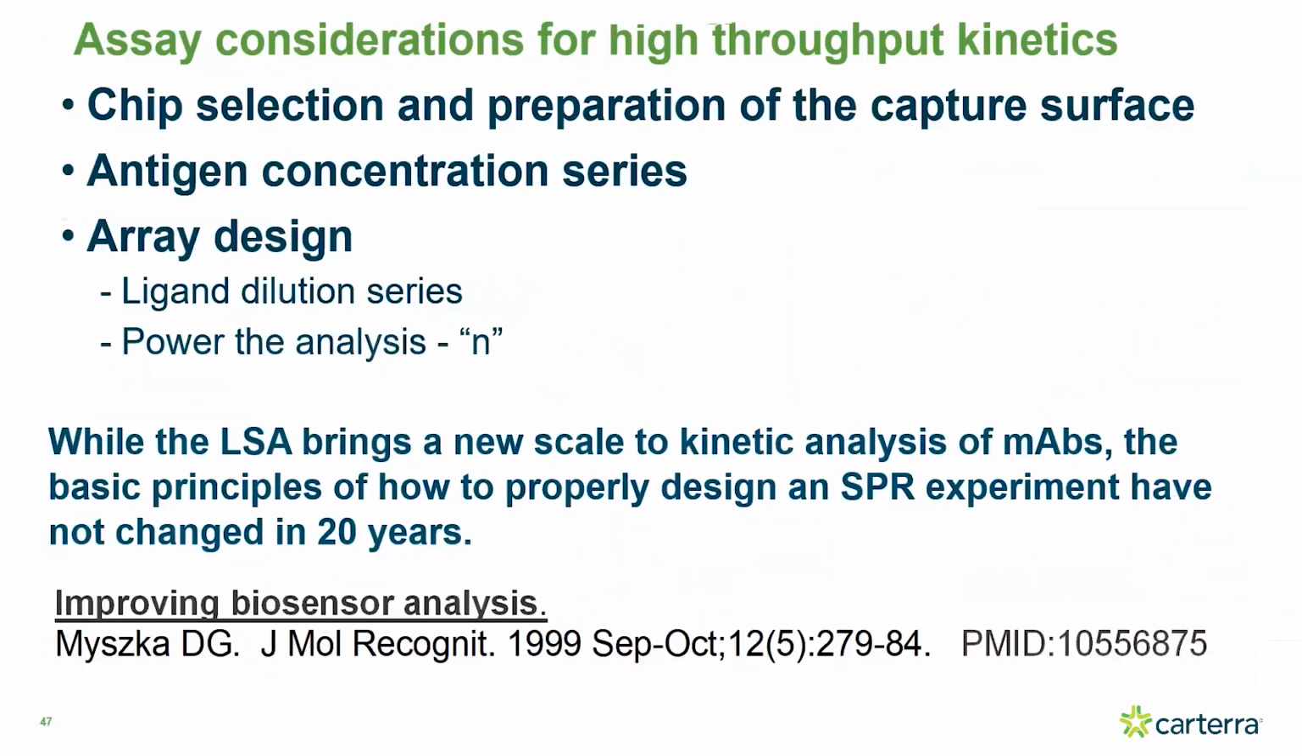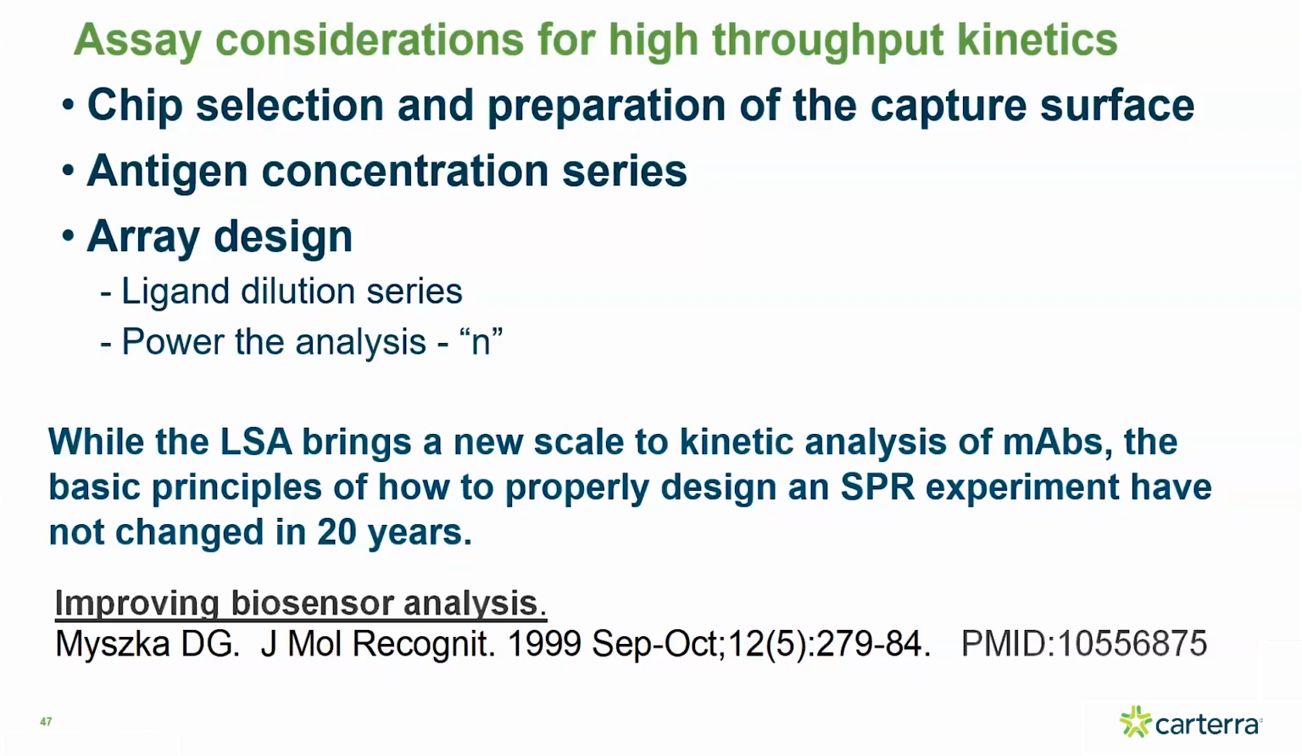So when designing a high throughput kinetic experiment, there's a lot of factors to consider. Obviously, your selection of chip type and how you prepare your capture surface if you're doing capture kinetics is fundamental. I'm not going to go into too much detail about capture surfaces today, but we will talk about chip chemistries. How you design your antigen concentration series is important. With the LSA, because everything's done in parallel, we typically like to do a broad concentration series, like an 8-point 3-fold series, that gives us really broad dynamic ranges in the kinetics we can evaluate in a single assay. Also, how you design your array.